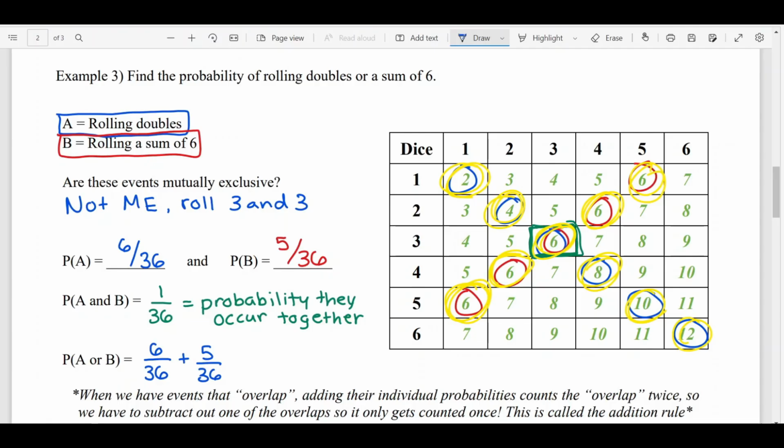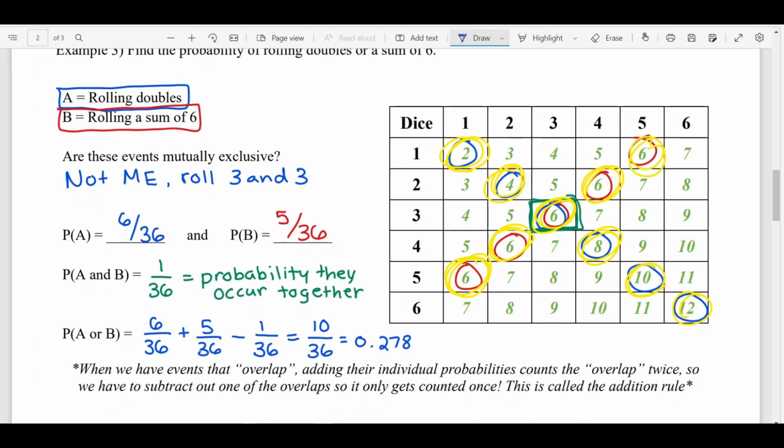So what happens when I add the 6 out of 36 plus the 5 out of 36, I count the overlap twice. So to not count the overlap twice, I'm going to subtract the overlap, that 1 out of 36, and that's going to give me 10 out of 36 as my probability of rolling doubles or a sum of 6. And just to put that as a decimal, 0.278. And that's what this little italicized note says down here.